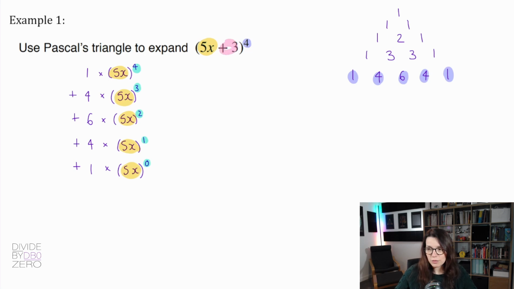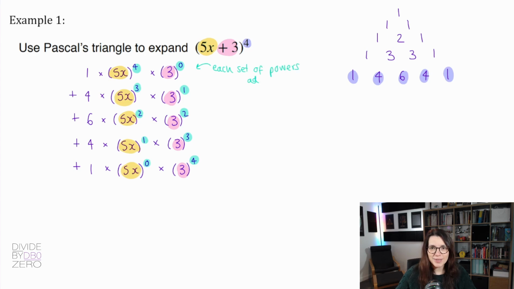Next, we're going to look at the 3, and we're going to continue the pattern. This time, it's going to be 3^0 to start with, and then we're going to increase the power by 1 each time until we get to 3^4. So that was for the 3, and the pattern is that the powers increase by 1 each time. Quick check here is to check that each set of powers add up to 4. 4 is a special number in this example because the original power was 4.